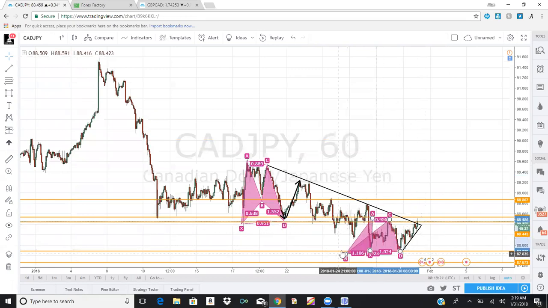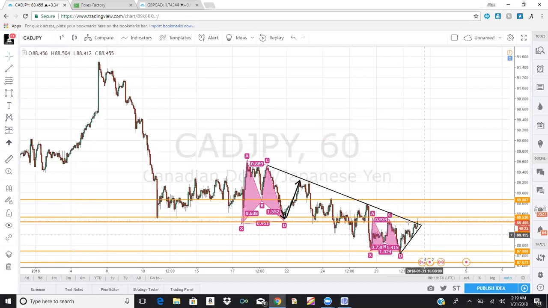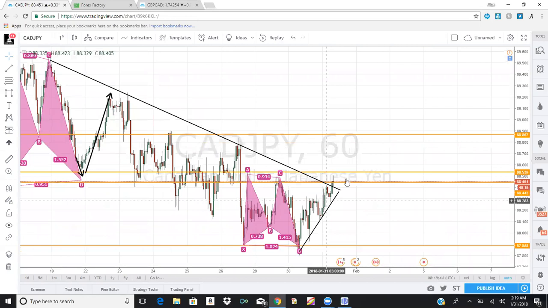Harmonic level of support. If I just drag the harmonic all over the world, man. And cool. So X to A to B to C to D ratio. Boom, there's your buy. Touches level of resistance. And now we're just waiting. Basically, if it respects this level of resistance and does a retest and then retests this trend line, we're looking to buy.